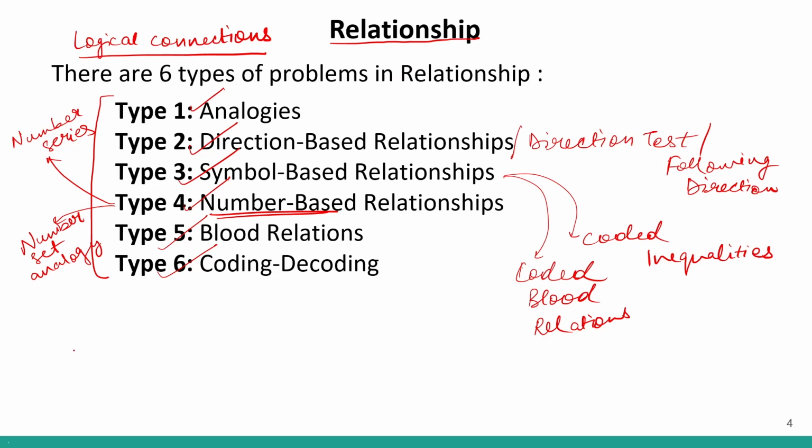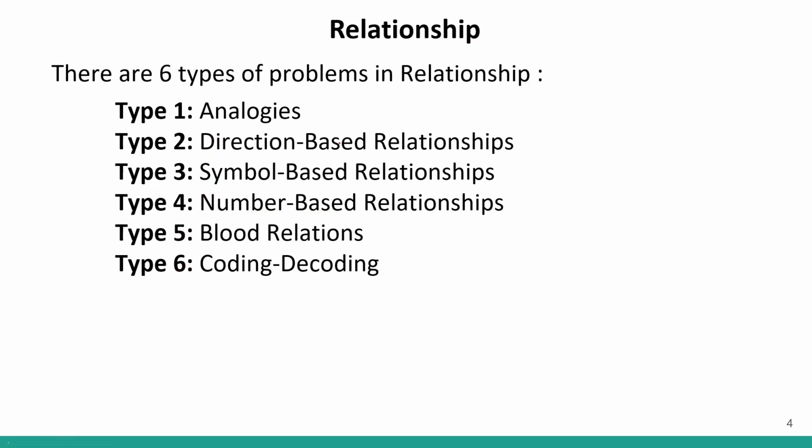Okay, now let me revise certain concepts first for type 1 analogies and type 6 coding and decoding. Whenever we deal with alphabets, analogies and coding decoding, both of them will involve alphabets. So whenever we deal with alphabets, we use 4 basic concepts. Let me write the alphabets first.